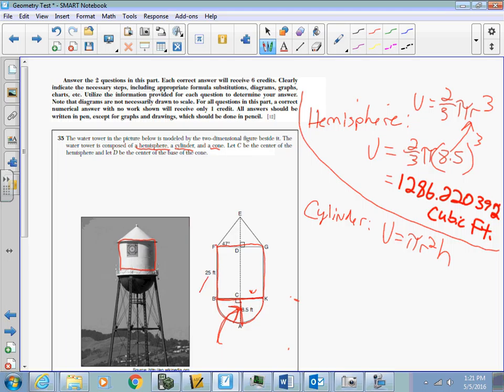Now, again, we need the r, we need the h. Well, the h is represented by this, 25 feet, and the radius is the same as the radius of our hemisphere, right, 8.5. So we end up with V is equal to pi times 8.5 squared times 25.